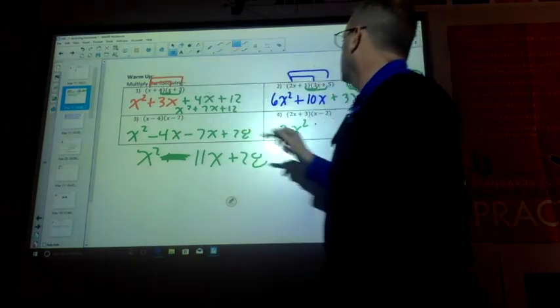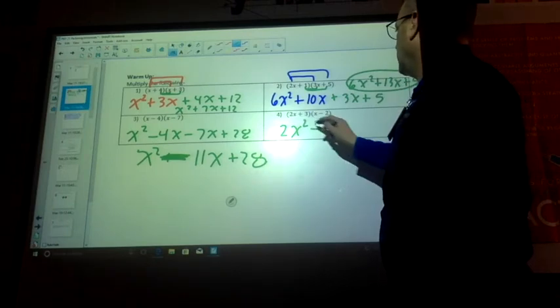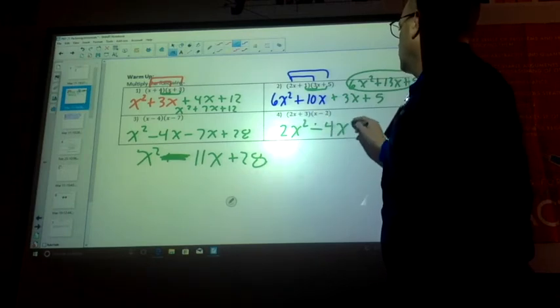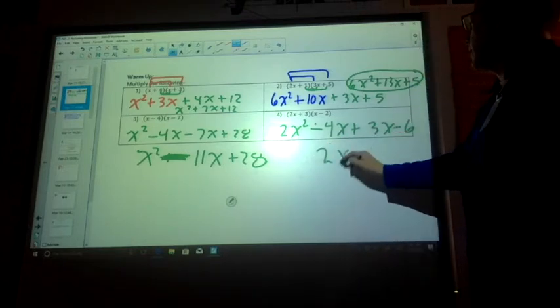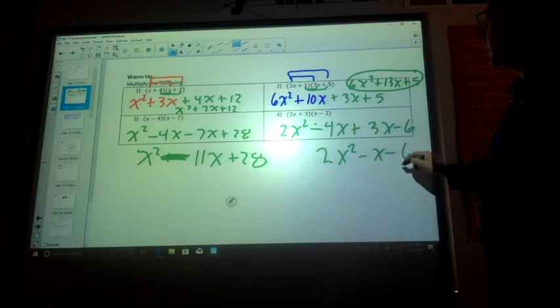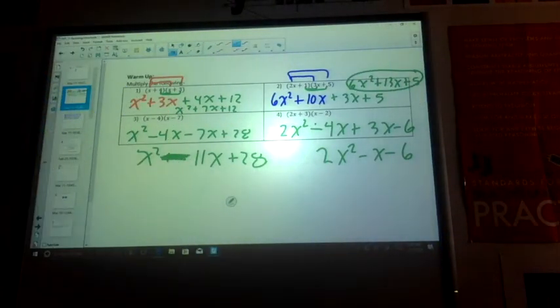Is that 28? Yeah. Minus 4x plus 3x minus 6. 2x squared minus x minus 6. Okay? So notice how our 4 terms, we have like terms in there, and we combine it down to 3 terms. Agree?